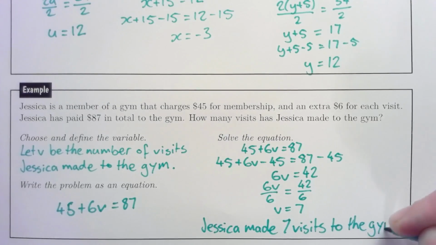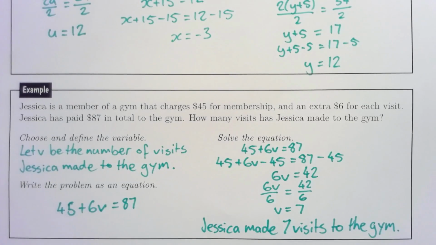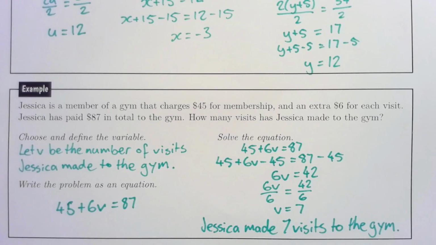Now, when answering an application question like this, we should always answer the question in the context that the question was asked, because v equals 7 is somewhat meaningless by itself. So our actual answer is that Jessica made 7 visits to the gym, because that is the actual meaning of the solution that we found.